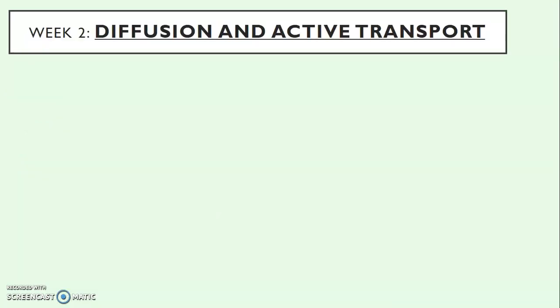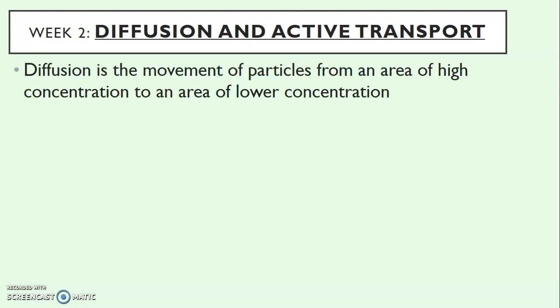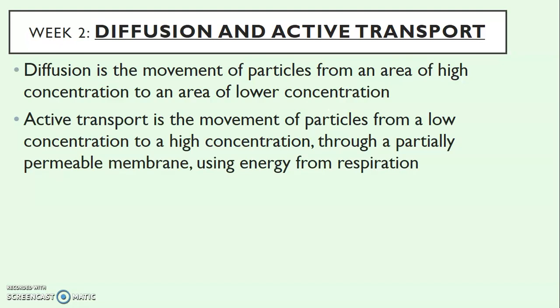Okay, so hopefully you've got your summary. Just to recap, the facts that I need you to learn for this week for biology is that diffusion is the movement of particles from an area of high concentration to an area of low concentration. And then active transport is the movement of particles from a low concentration to a high concentration through a partially permeable membrane using energy from respiration.